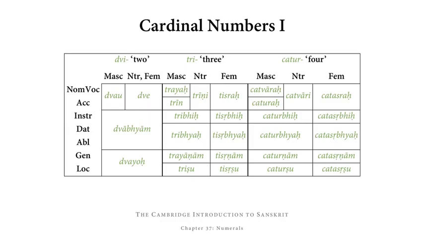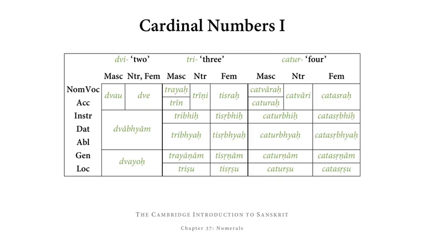Then of chatur, 4, we again have one stem for masculine and neuter and another stem for the feminine. And again we only have forms for the plural. In the masculine we get chatvarah, chaturah, chaturbhih, chaturbhyah, chaturnam, and chaturshu. Apart from maybe the nominative vocative, chatvarah, all very easily recognizable, so make sure you remember chatvarah with the strong form of the stem.